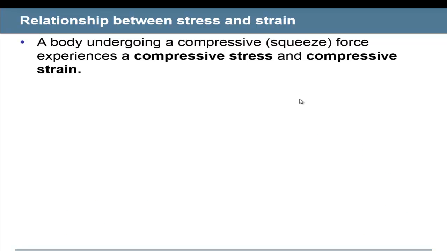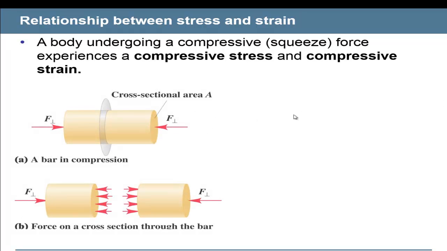So that takes care of tensile stresses. If we have a body undergoing a compressive force or a squeeze, if you will, some sort of compression, then we say that it experiences a compressive stress and a compressive strain. So some figures for that one. Here we have a cross-sectional area, pretty much the same definition we had for tensile stress and strain, except now both of the forces are pushing inward on the object, right? So now it is trying to be squeezed together, right?